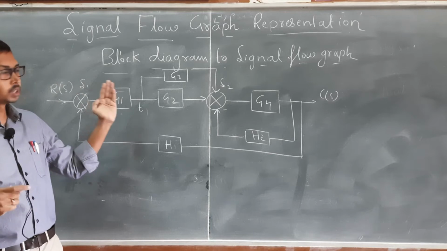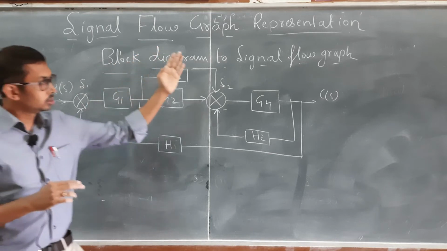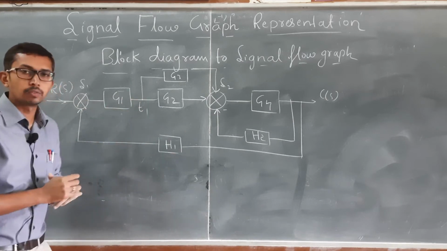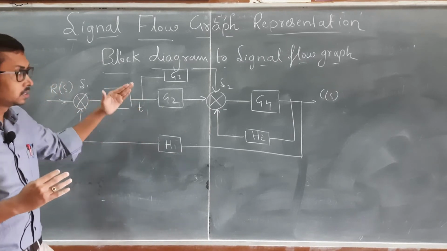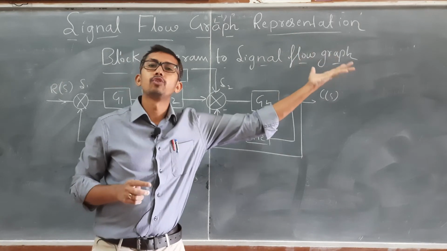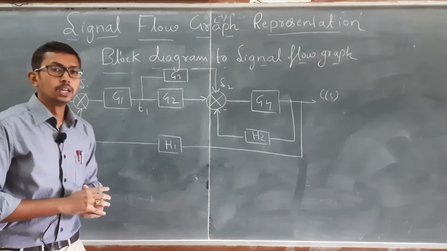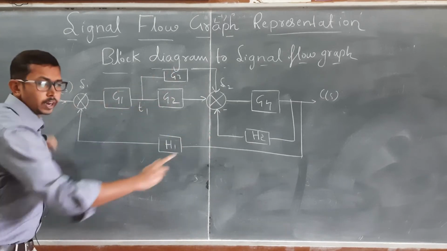Okay, now we have another problem over here. What we have to do is convert a block diagram to a signal flow graph. Whatever block diagram has been given, how do we represent it in terms of a signal flow graph? That is the objective of this problem. Here I have taken an example.